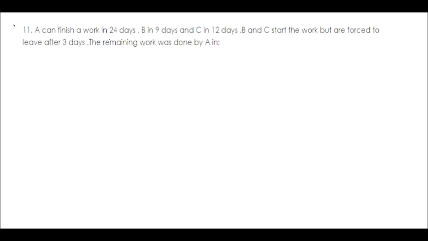We need to calculate. So here we have days 24, 9, 12. Directly we need to take the LCM of 24, 9, 12. But here we know 12 is a factor of 24, so we need not include 12. Directly we can take the LCM of 24 and 9. These are multiples of 3: 3 eights and 3 threes. Now 8 and 3 do not have any factor in common, so 8 into 3 into 3. 3 into 3 is 9, 8 nines are 72. So 72 is the LCM.